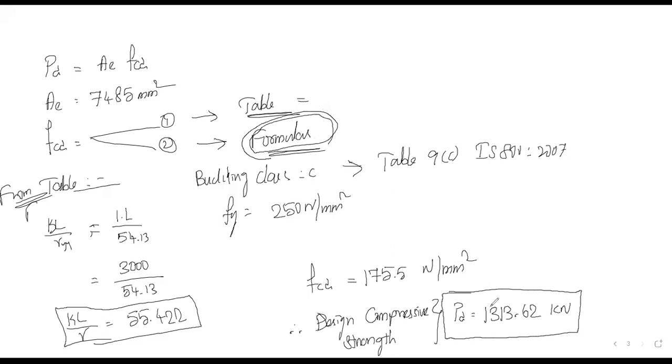Next we are going with the formula. You can choose either one, either by table or by formula, whichever is comfortable for you. Now we should move on to the formula, by using the formula from IS 800:2007. So what is the formula?